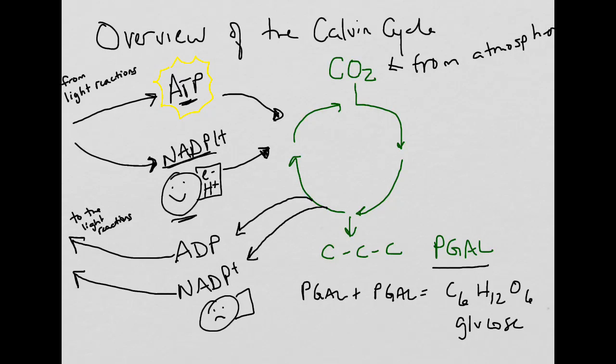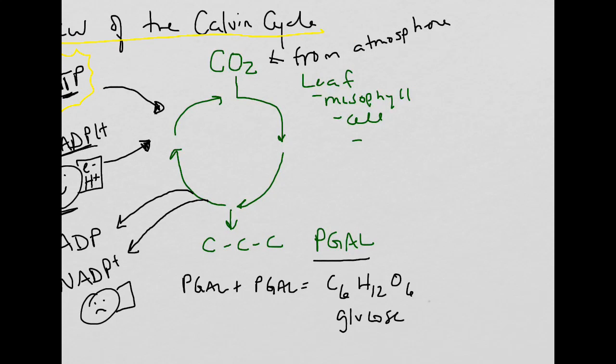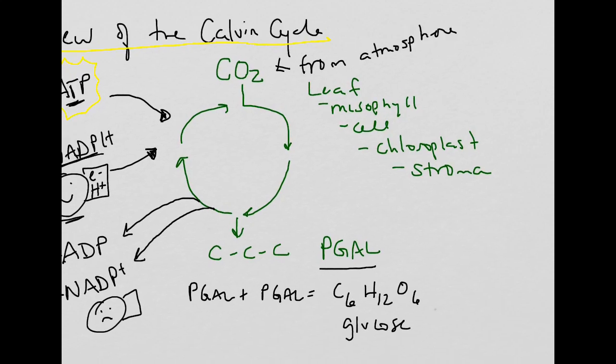Okay, so the last thing that I should have said at the beginning was, and I always try to help you guys remember where you're at in the cell, but remember that this is taking place in a leaf, in the mesophyll cells, mesophyll layer of cells. So inside of a cell, in a chloroplast. And this time we're not in the thylakoids, we're actually in the stroma. Okay, so inside of a chloroplast in the stroma is where this is occurring.